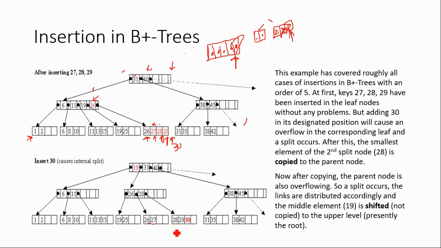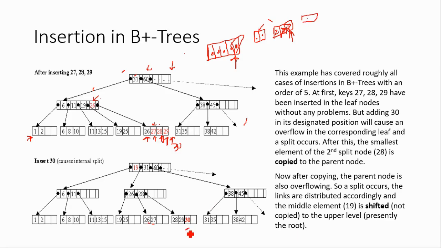Here they have shown the split in such a way that they do the split before we insert 30. It will be easier to understand, because they cannot store the extra element. So before storing it, they have split the node, and then they have stored 30.